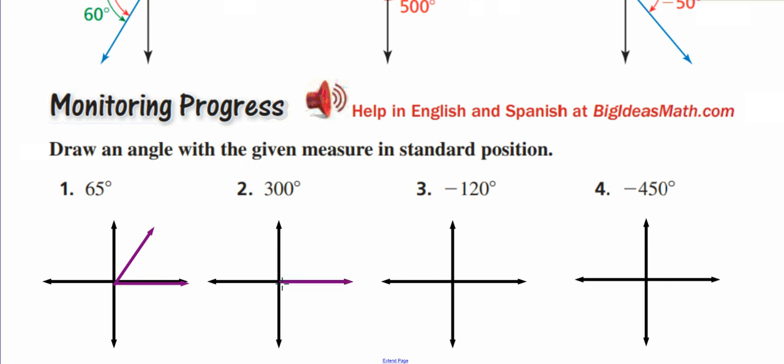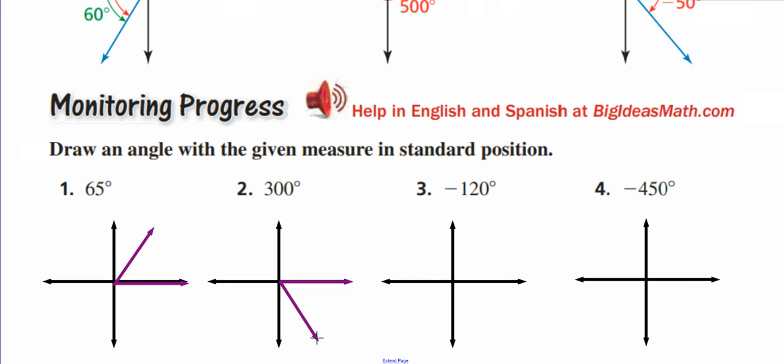All right, so again, you start here. We always go counterclockwise unless, of course, the angle is negative. So if I'm going 300, well, this would be 90 degrees, this would be 180 degrees, this would be 270 degrees, which means 300 degrees is 30 degrees past 270.